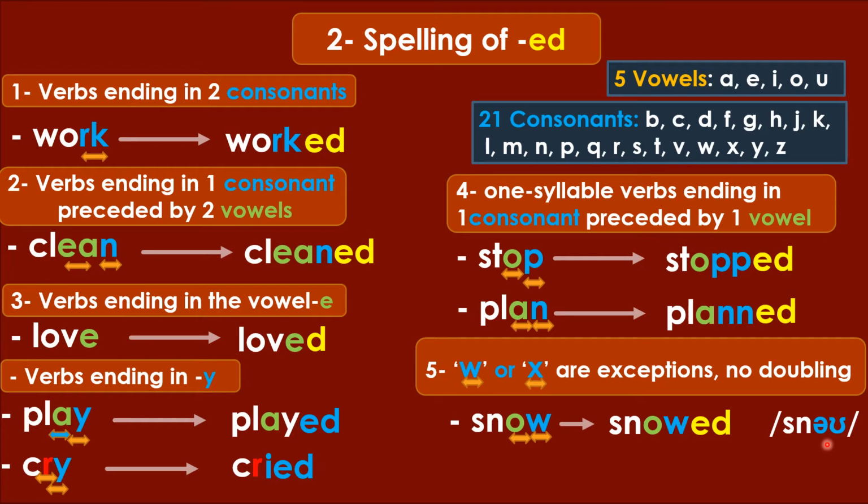So in this case we don't consider W as a consonant. ما بنعتبرش W consonant، ما بنعتبرهاش زي مثلا ال P ال N او ال P، فعشان كده بنضيف لها ED.